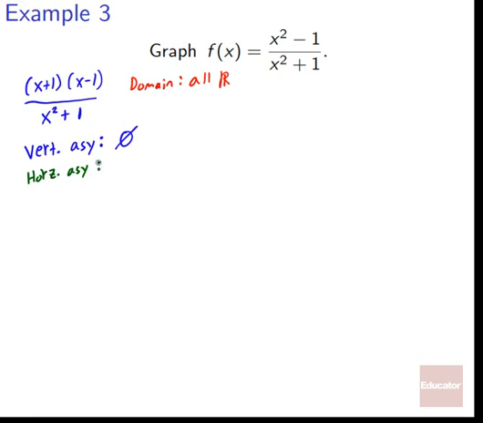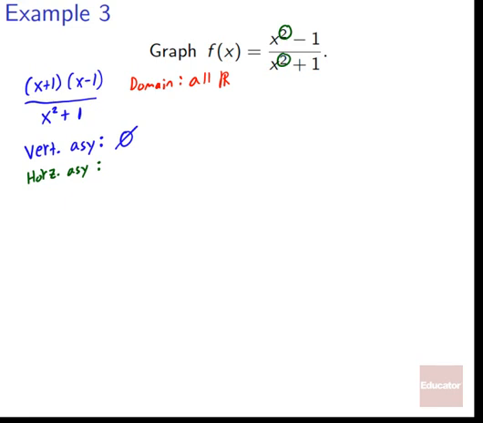There can only be one horizontal asymptote. My apologies. Horizontal asymptote, we compare the degrees. Squared here, both a quadratic on the top and a quadratic on the bottom, means that we're going to see a horizontal asymptote that isn't just the x-axis.